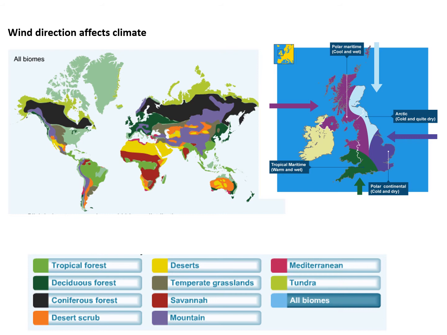So let's have a look at the UK. It's a bit of a roundabout. The winds from the Ferrel and the polar cells converge or meet over the UK and bring us the variety of weather that we experience.